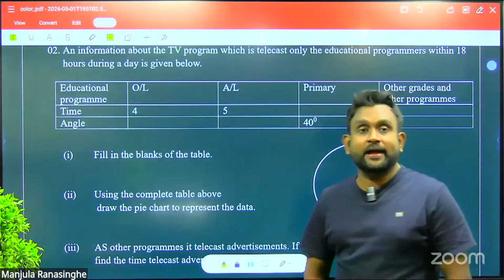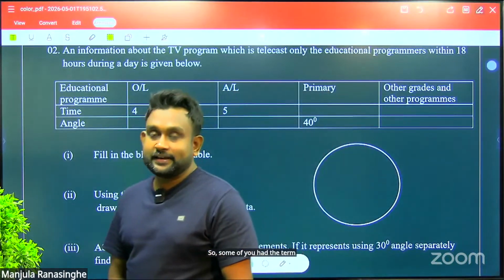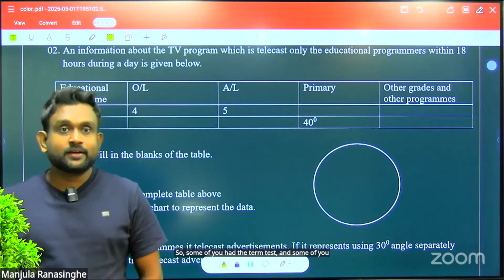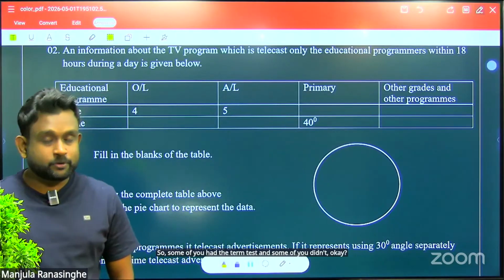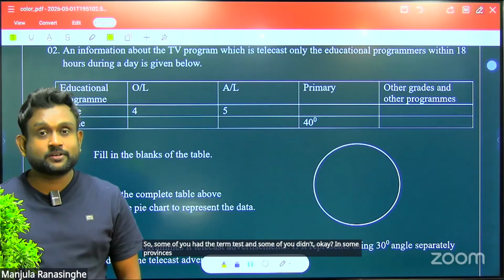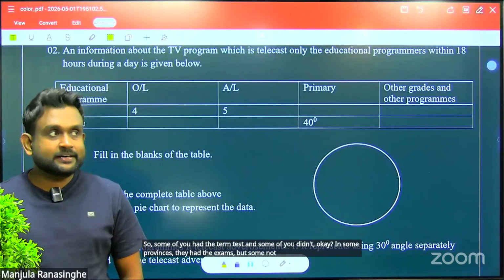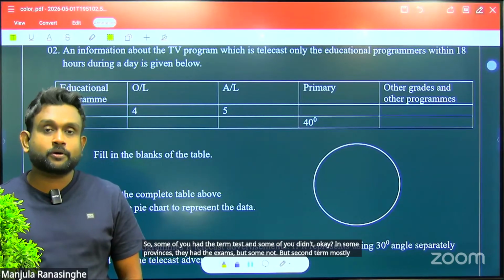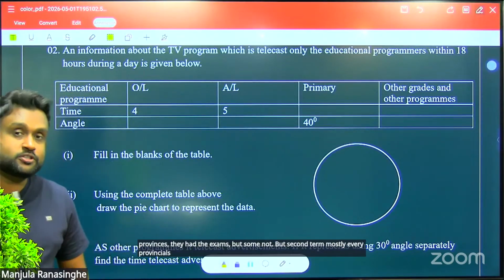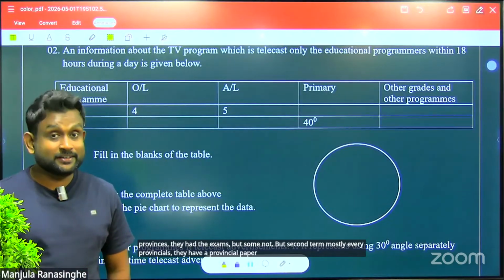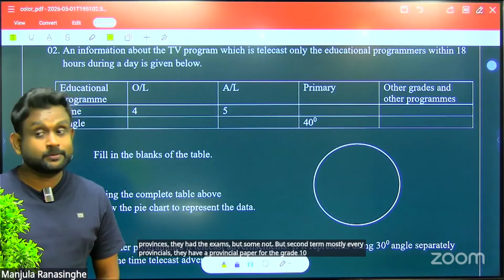So some of you had the term test and some of you didn't. In some provinces they had the exams, but some not. But in the second term, mostly every province has a provincial paper for the grade 10 second term, then you can see the progress.